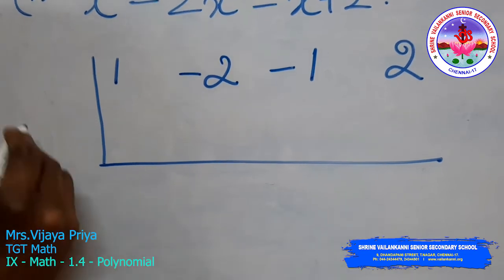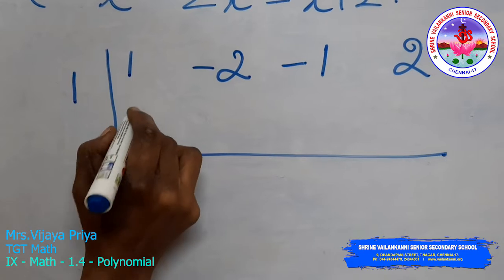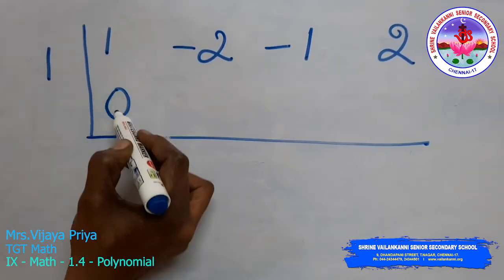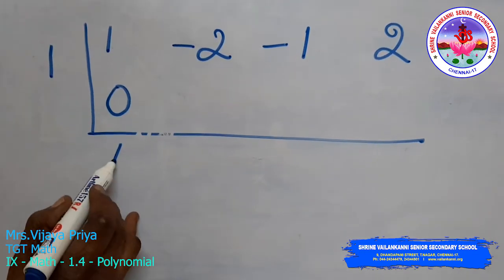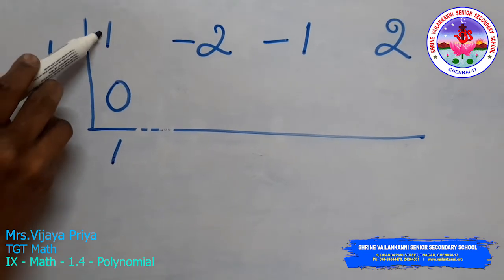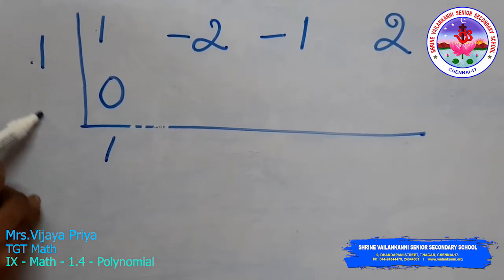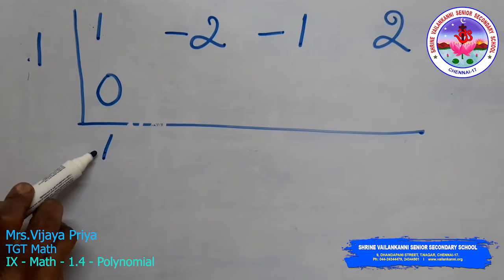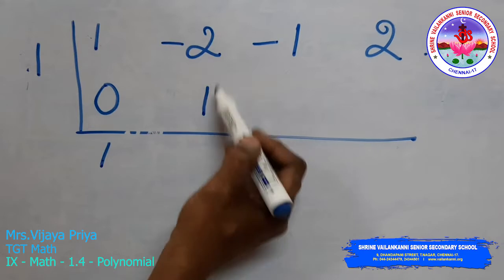You can use any numbers, so first I am trying with the number 1. Always you have to write 0 here and add those two numbers. 1 plus 0 becomes 1. Now I am going to multiply 1 into 1. I get the result as 1. 1 into 1 becomes 1. I am going to write that product here, 1. Now adding these two.